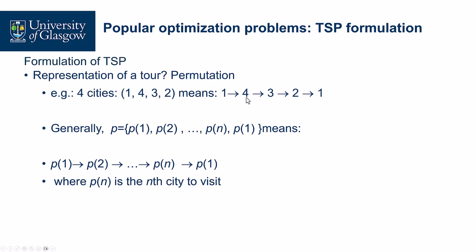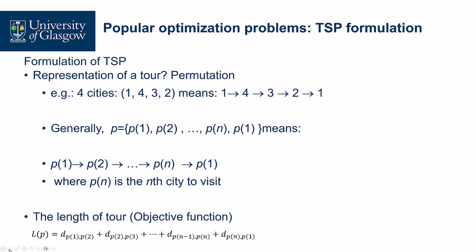So when we have this permutation, we can calculate the length of the tour in a general way. How can we write that? We can write L(P), the length of P, as d(P1, P2). These P1, P2 are the indexes. Maybe this is 4, this is 3, right? The distance between P1 and P2, the distance between P2 and P3, up to the last one, P(n-1) and Pn, then from Pn to P1, we go back to the first city. So this is the length of the tour in the TSP problem.